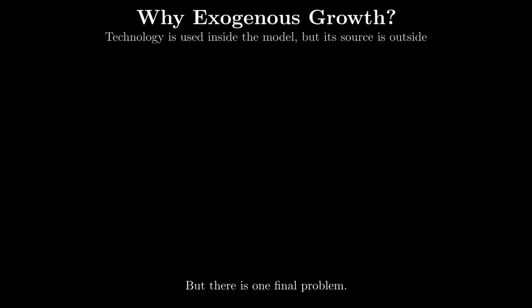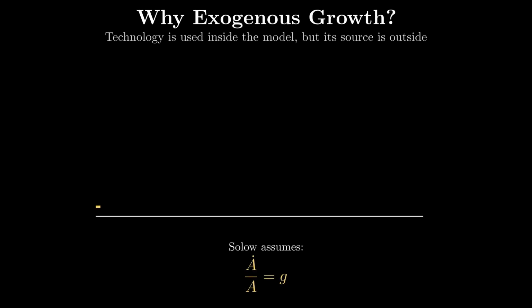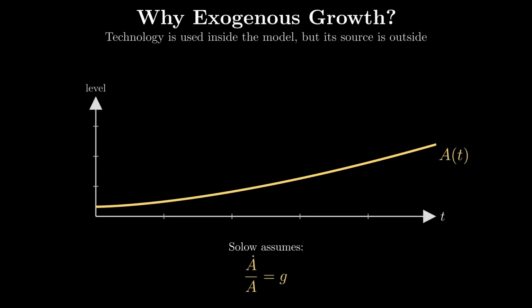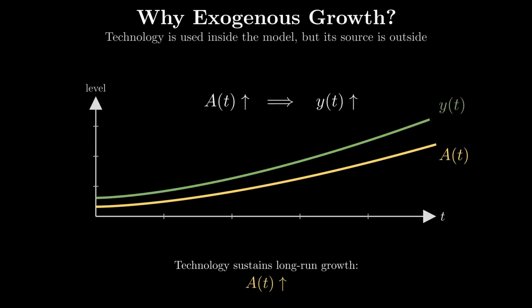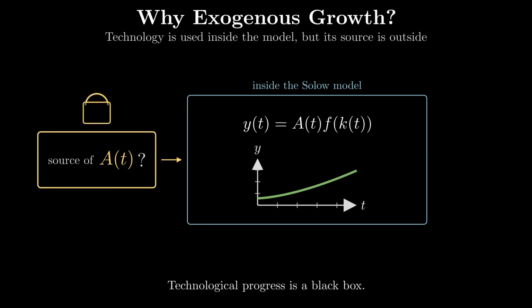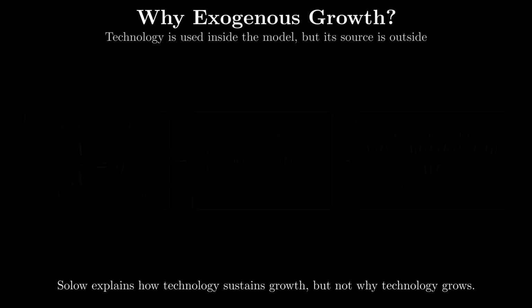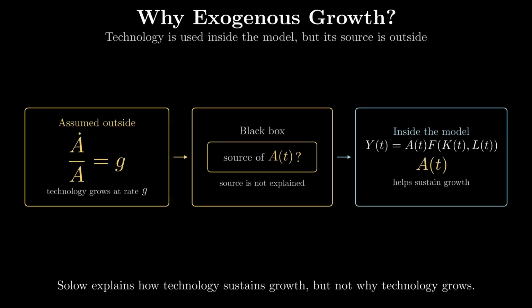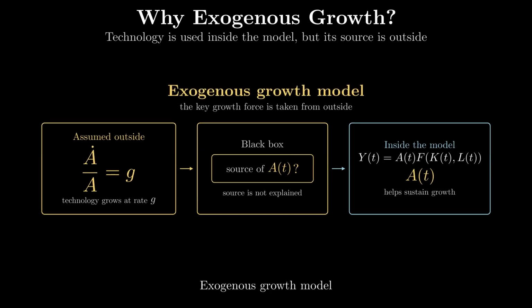But there's one final problem. The model assumes that technology grows at a constant rate, g. This gives the economy a source of long-run growth. But the model does not explain why A grows. Technological progress is treated as a black box. So, Solow explains how technology can sustain growth, but not why technological progress occurs. And that is why this is called an exogenous growth model.